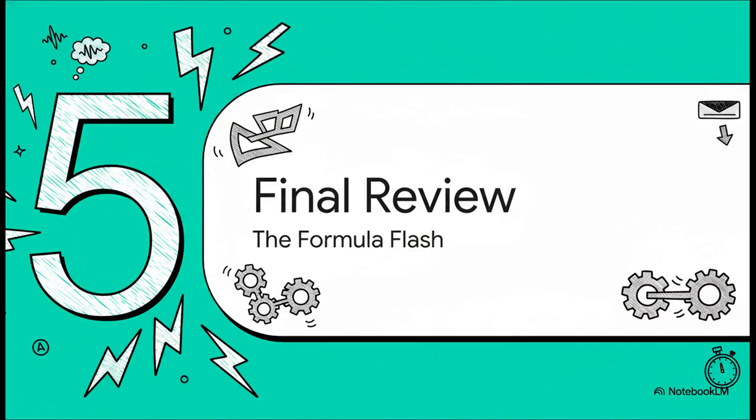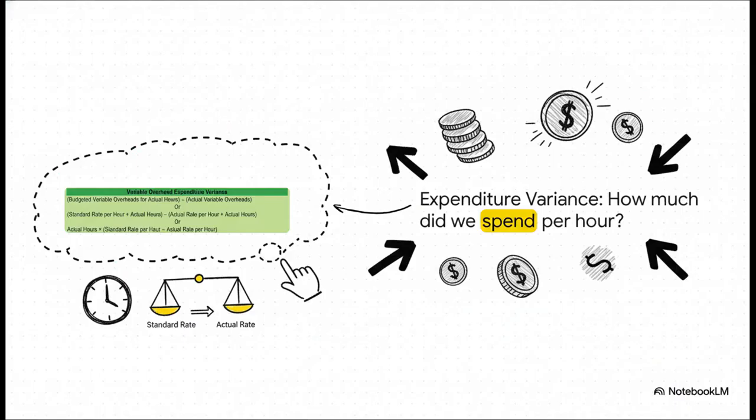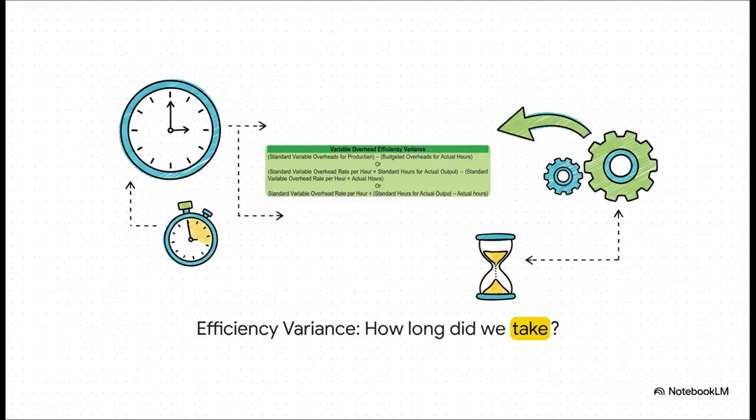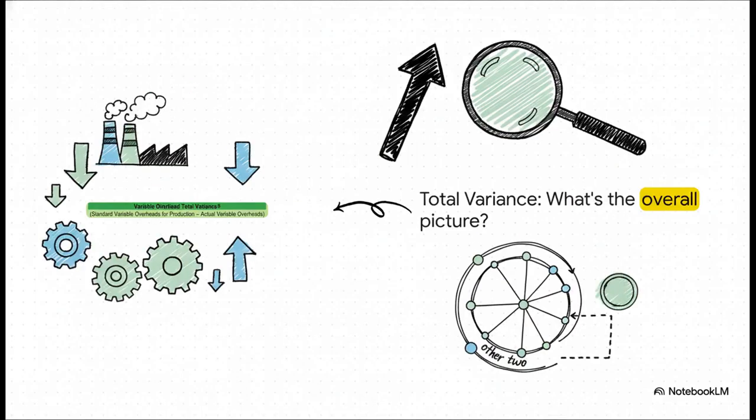Okay, you've got the logic down cold. Now let's sear these formulas into your brain so you're ready for exam day. It's time for a quick fire formula flash. Ready? First, expenditure variance. This is all about price. It's your actual hours times the difference in your rates. Simple. Next, efficiency variance. This is all about time. It's your standard rate times the difference in your hours. And finally, the total variance, the big picture. It's the gap between your standard and actual overheads. And remember, it's always just the other two added together.